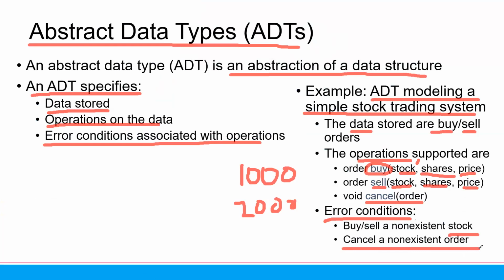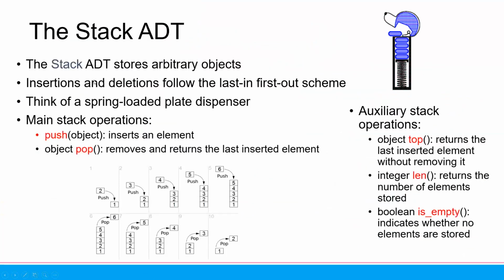Or there will be a cancel of a non-existing order. So maybe when you click buy, the internet connection interrupts the process. And then you want to cancel the buy process. But because the order does not exist, you cannot cancel it. So this kind of thing, you can make some abstract data type. And the simple data structure that we need to learn is the stack.